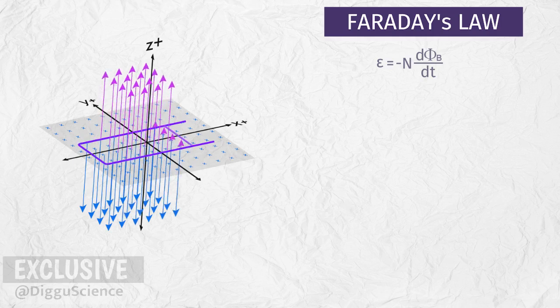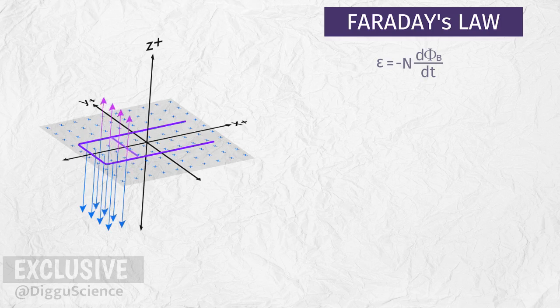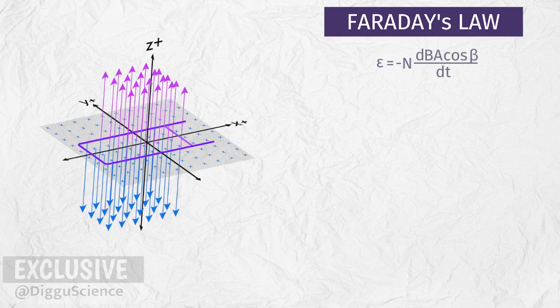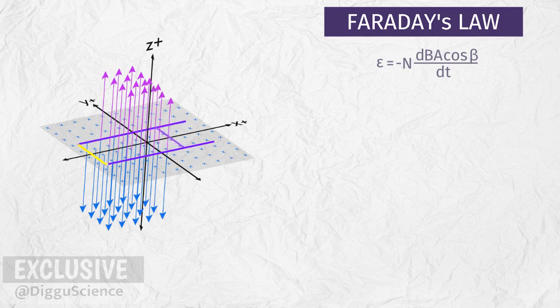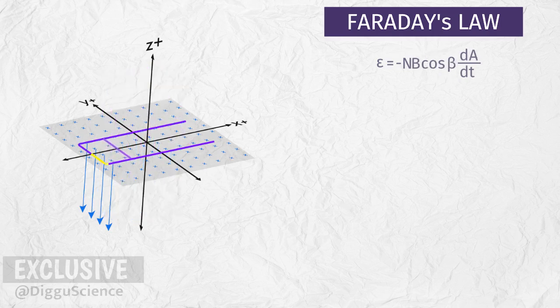In fact, magnetic flux itself is influenced by three quantities, namely B, A, and cosine of beta. In a slide wire generator, the magnitude of the magnetic induction and the angle between the magnetic field and the surface normal are fixed. We can exclude the value of B and cosine beta from d/dt.